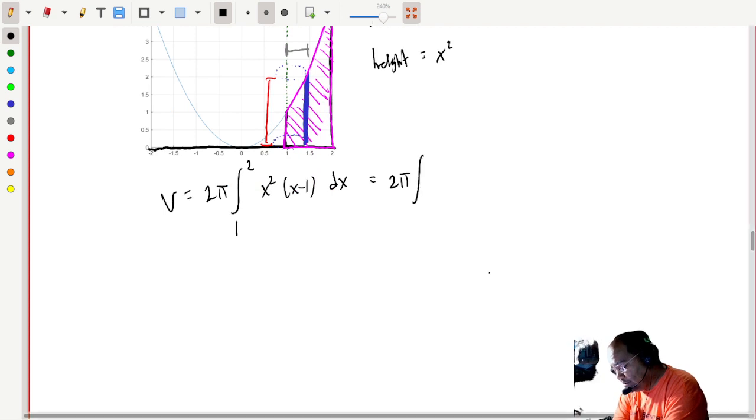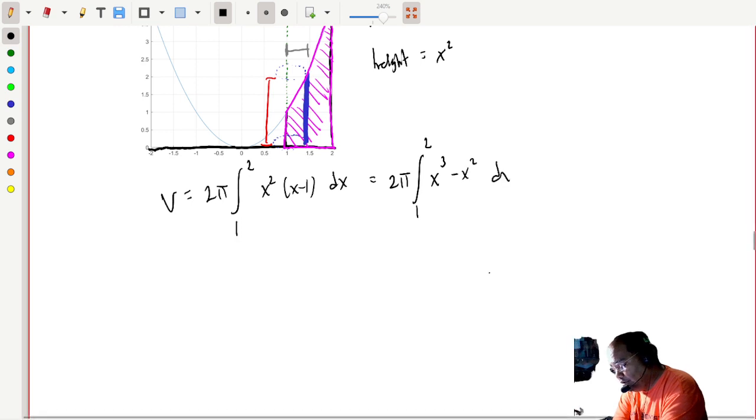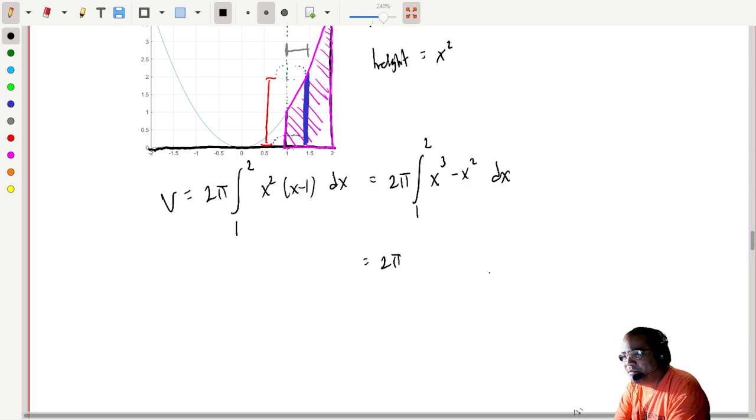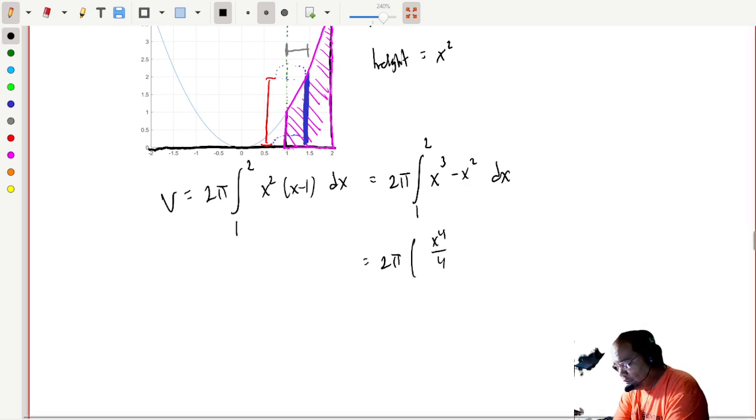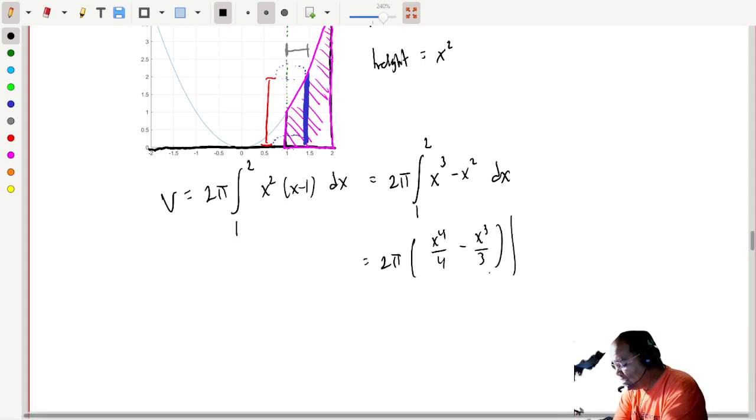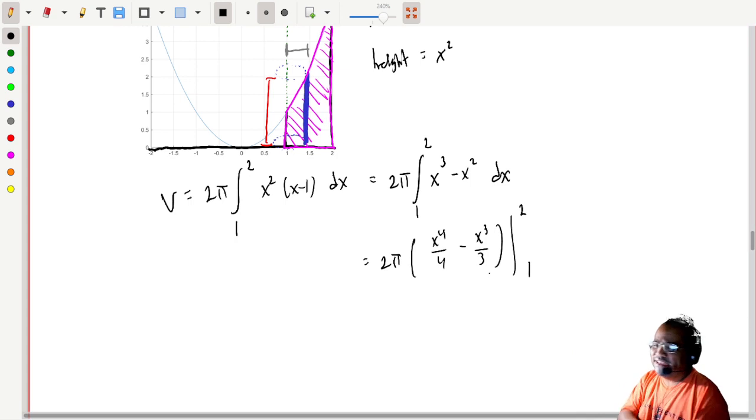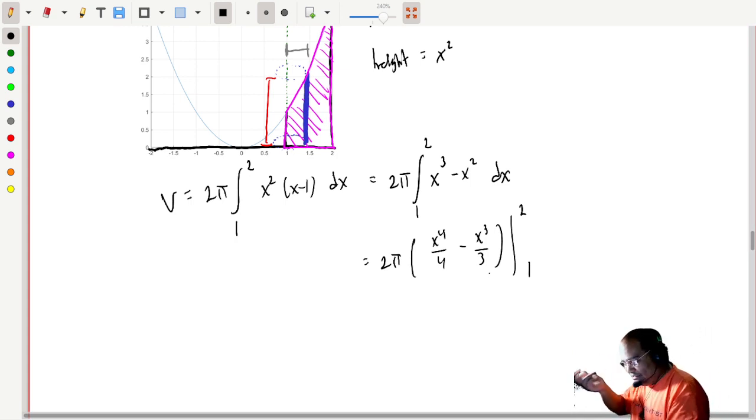2 pi times the integral from 1 to 2. X squared times x is x cubed, and then we get a minus x squared. We've done this antiderivative already, but with the reverse order of terms. It's still the same: x to the fourth over 4 minus x cubed over 3. Just use your favorite power rule. 2 to 1, and, sorry, no vanishing evaluations here.